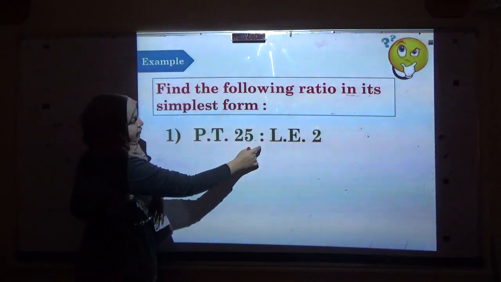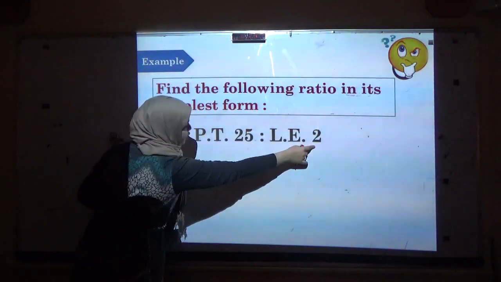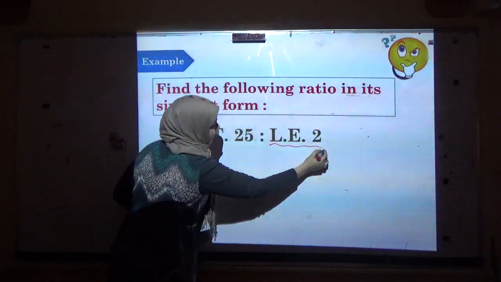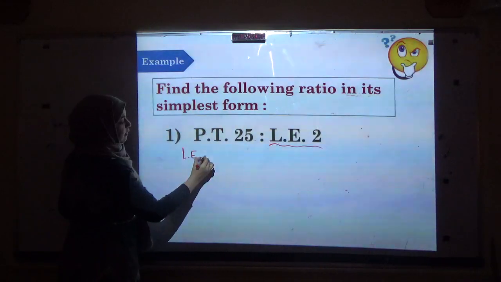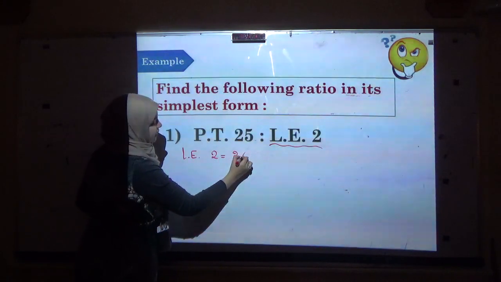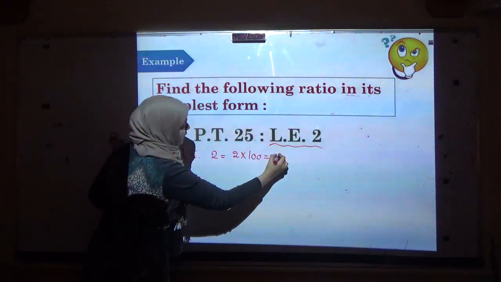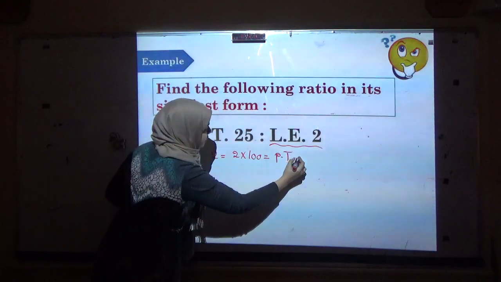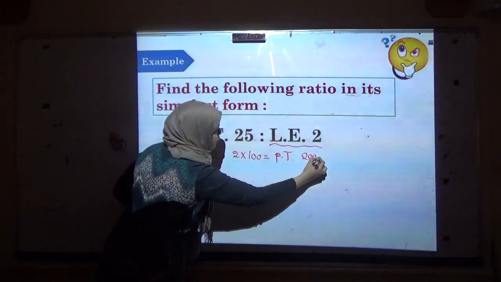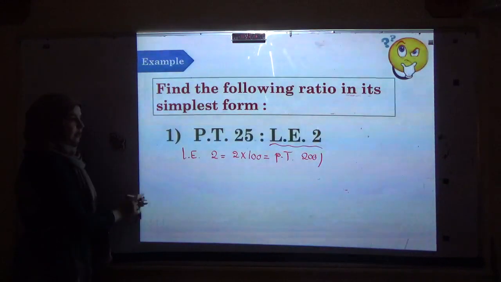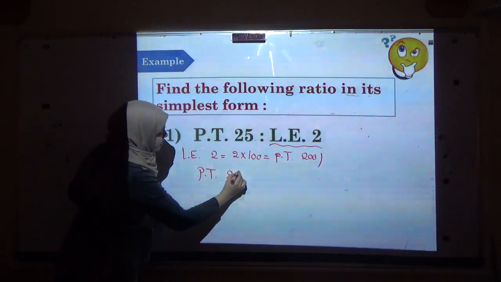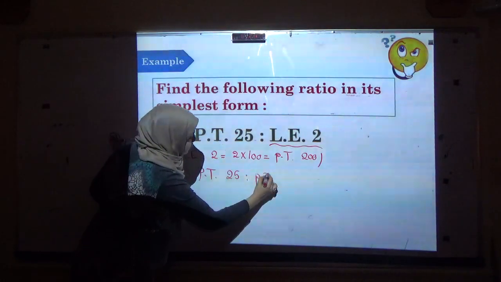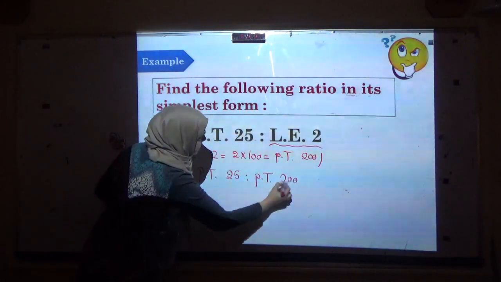Now simplify 25 PT to 2 LE. We will convert from pound or LE to piastres by multiplying by 100. 2 multiplied by 100 equals 200 piastres. So 2 pounds equals 200 piastres. Then 25 piastres to 200 piastres.